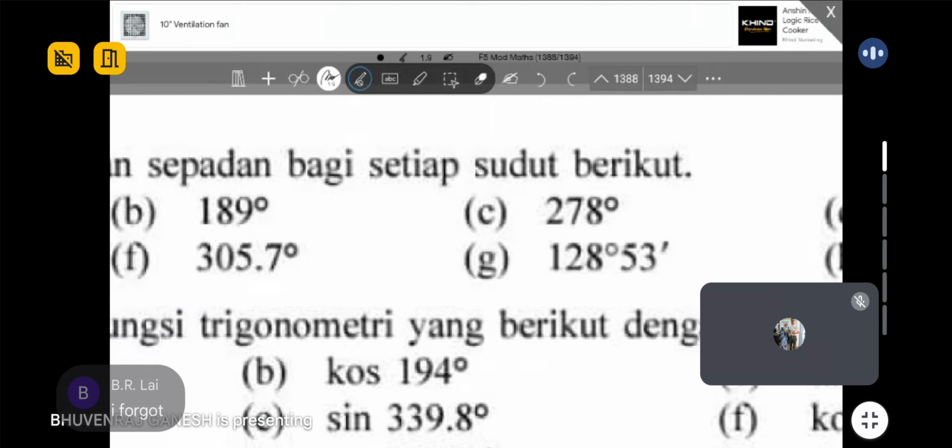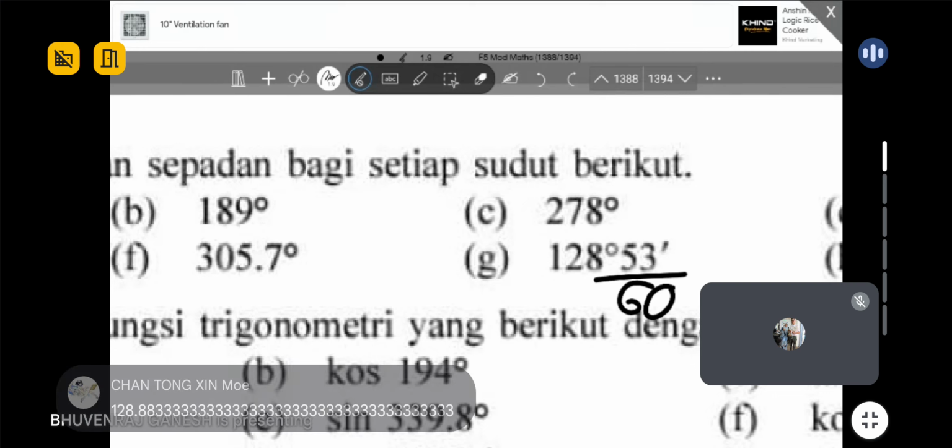Okay, it's actually divide 60. So you have to divide 53 by 60. Just press the calculator only. 53 bahagi 60, you get this value.